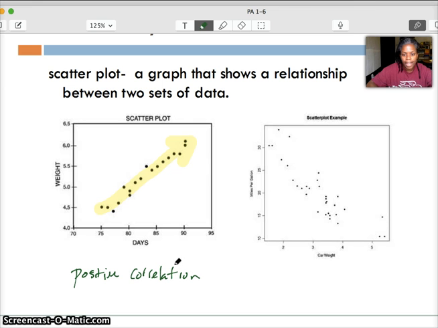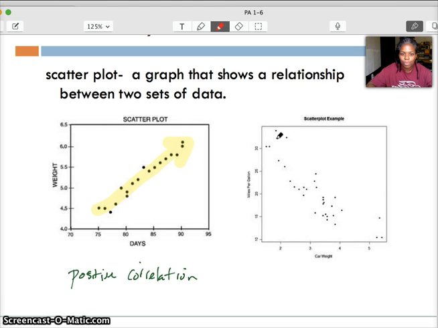On the other scatter plot over here, I don't know if you can see the words, but this is car weight. And as the car weight increases, you can see what's happening. The mileage seems to be going down. So when I have a situation like that, draw an arrow through it, because in general that's where the information is going. When I have a situation like that, I would say that that's a negative correlation.